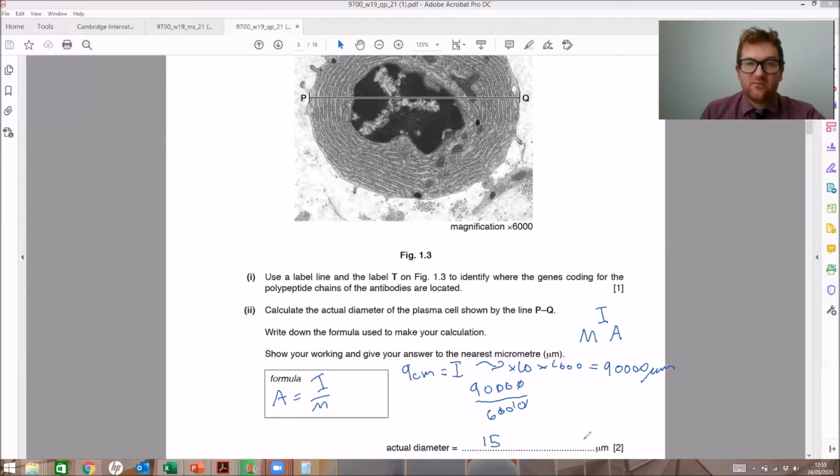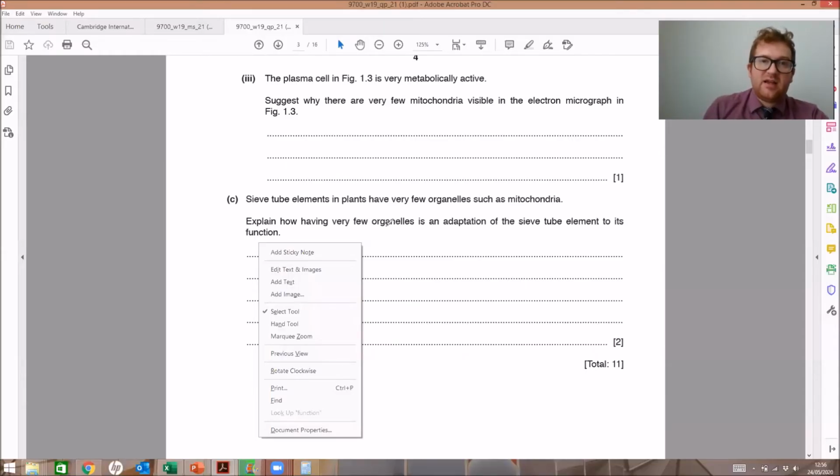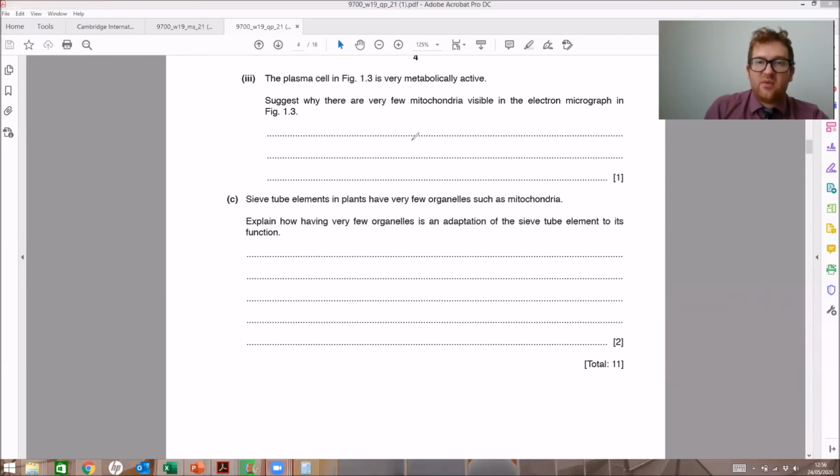Part 3I: the plasma cell in figure 1.3 is very metabolically active. Suggest why there are very few mitochondria visible in the electron micrograph shown in figure 1.3. Well, mitochondria are moving around quite a lot inside the cell. Maybe they're not in a position to be seen. So instead of being horizontal for them to be picked up by the electron microscope, they might be vertical. That way you won't be able to physically see them under the microscope.